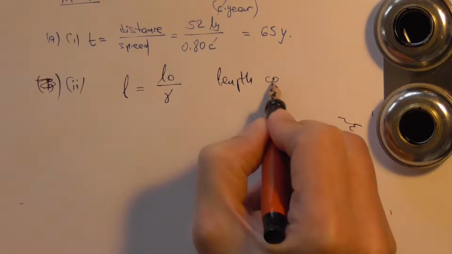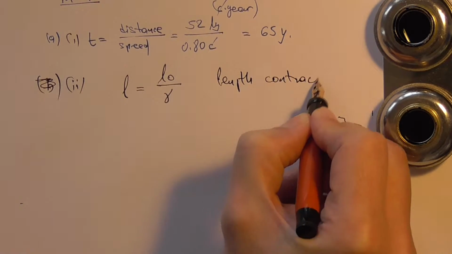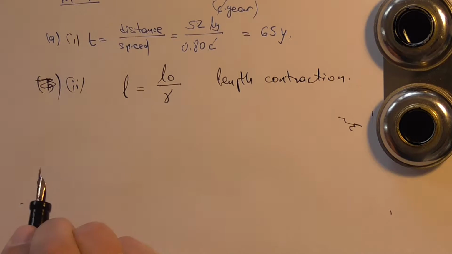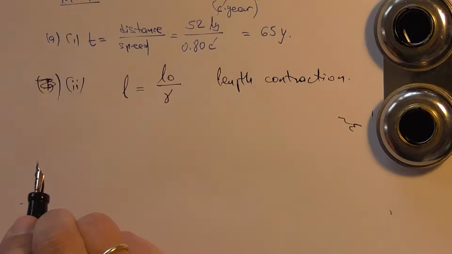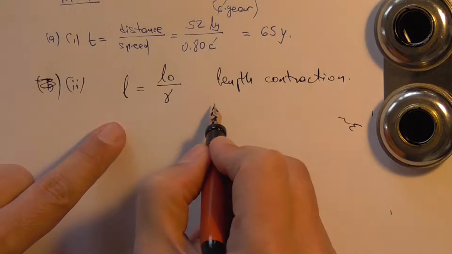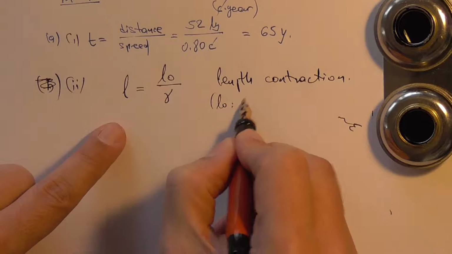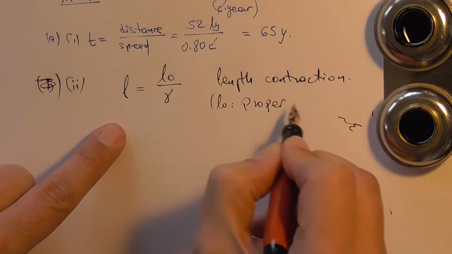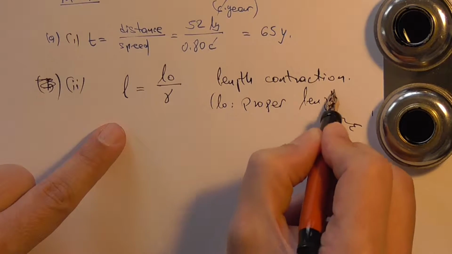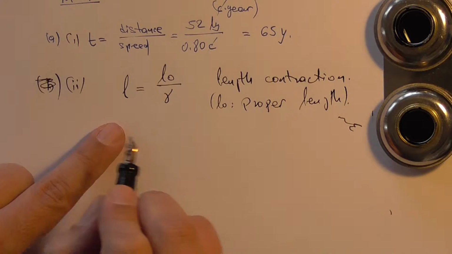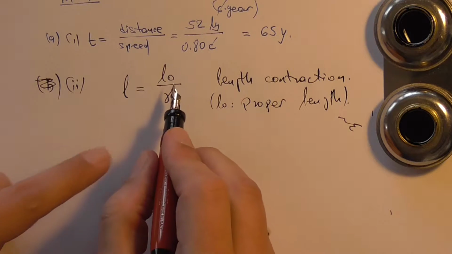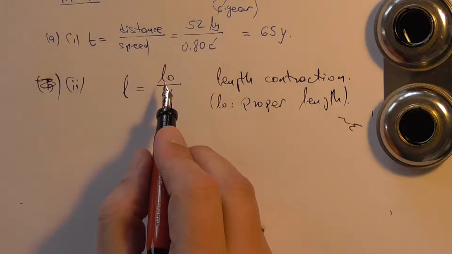Length contraction. And L0 is, remember, this is the proper length. Okay, so I do have, in this case, the proper length is the 52.